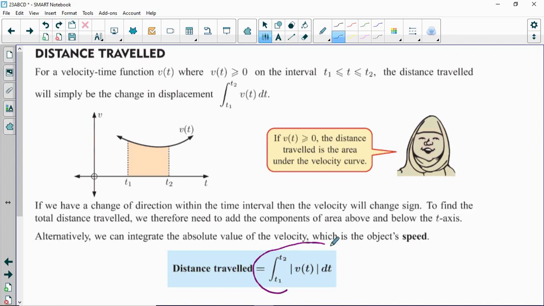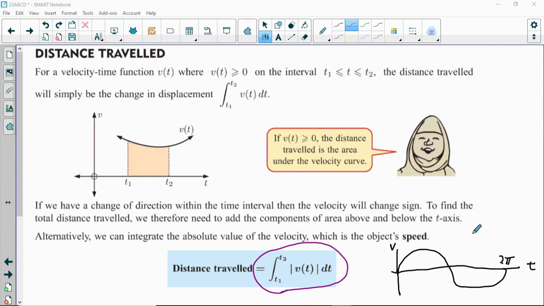So distance traveled is going to require us to take the absolute value of the velocity function before we integrate it. Connecting this back to areas, whenever we have an area that is above the x-axis, we're going to interpret that to be a positive displacement. When we have an area below the x-axis, it'll be a negative displacement.